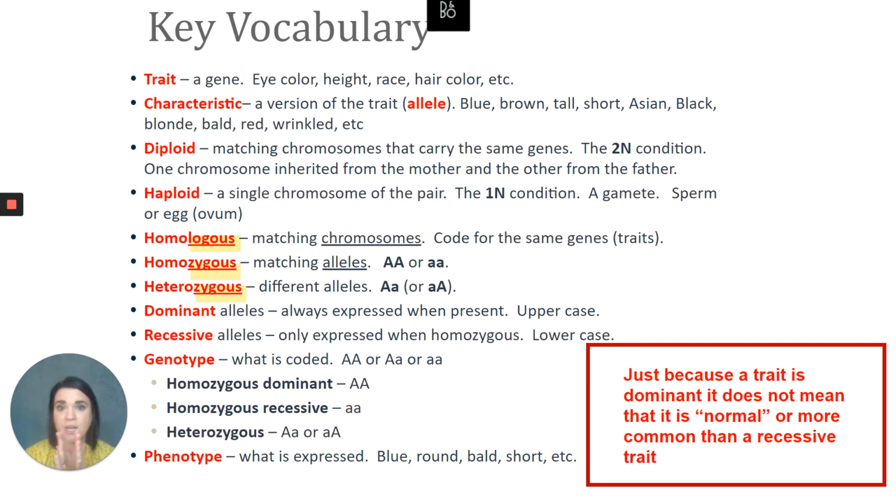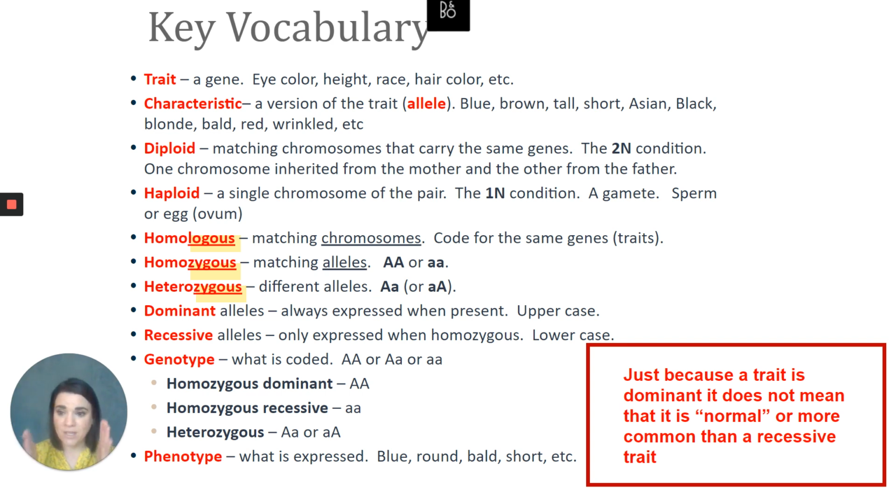That's the diploid condition. In our bodies, the only thing that is haploid are our gametes, our sex cells. So that would be either sperm or egg. Ovum is the more scientific term that you'll see for an egg, or if you're talking about the plural of ovum, that would be ova. So you might see the word ova or ovum in relation to gametes or sex cells. That's talking about the egg. So there's the sperm and the egg.